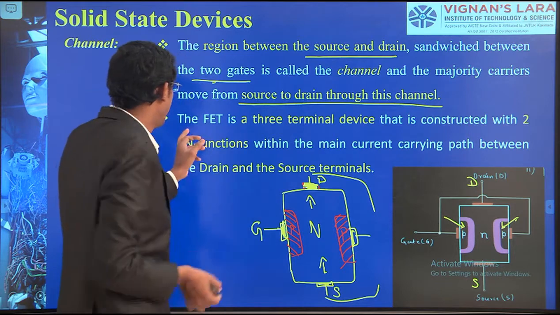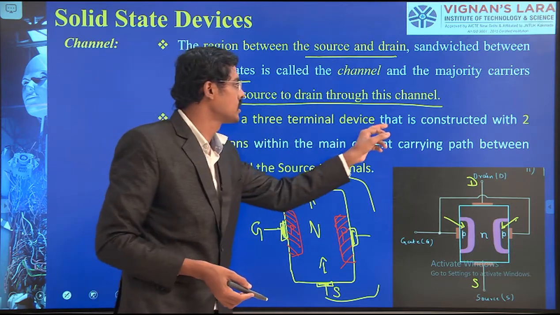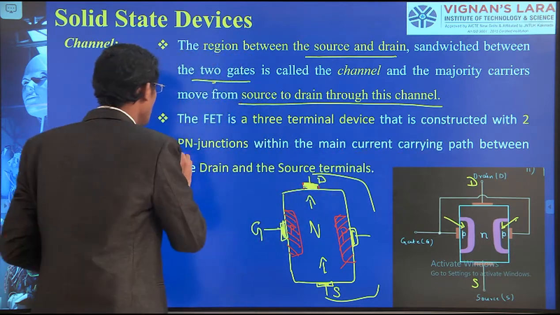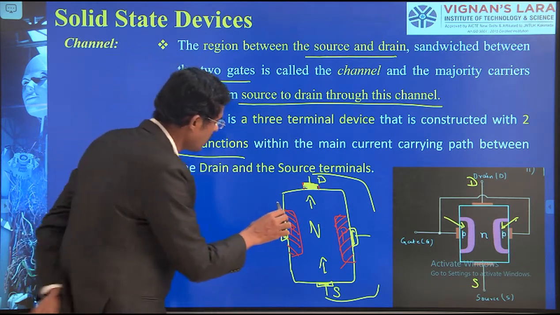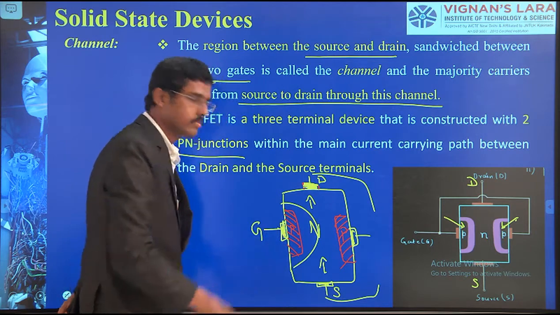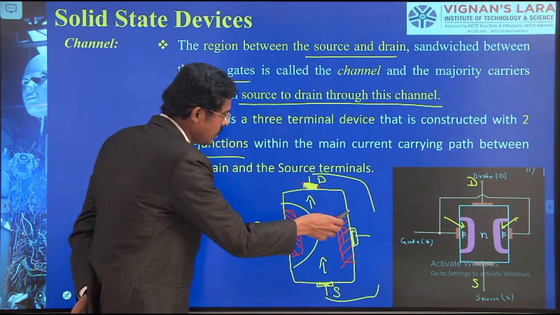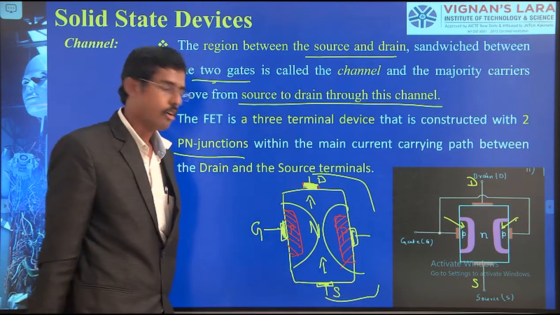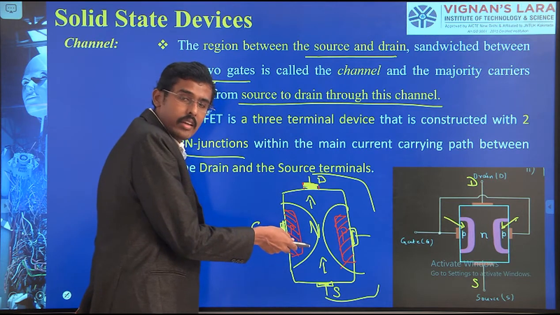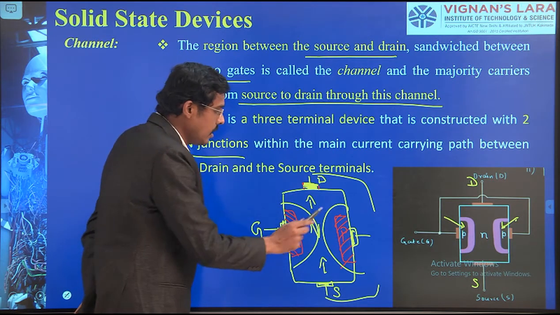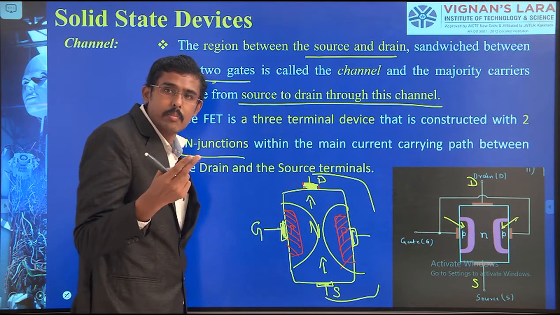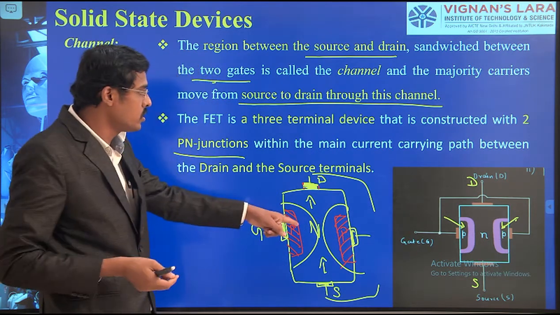So the FET is a 3-terminal device that is constructed with two PN junctions. Now we know two PN junctions. Here one PN junction, and on this side one PN junction is formed. It means at the center we have N, and on that side also we have P doped, N, P. So two PN junctions or two NP junctions are formed there. We are going to use that.